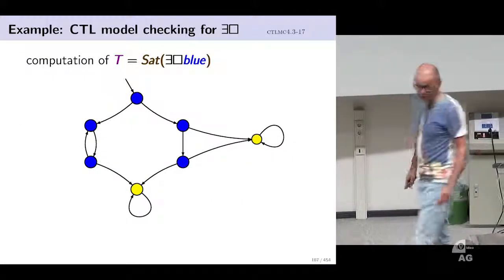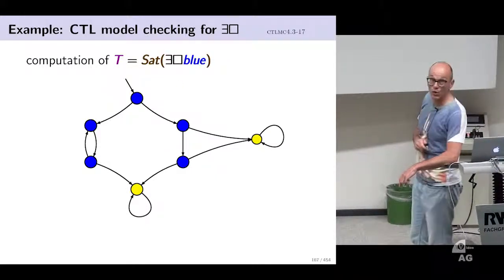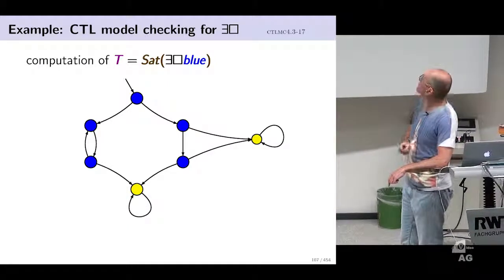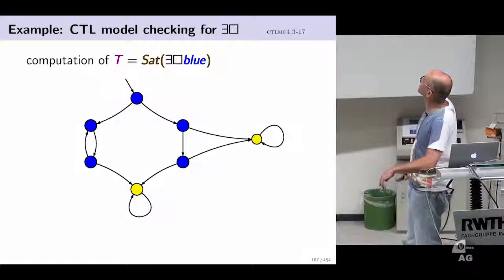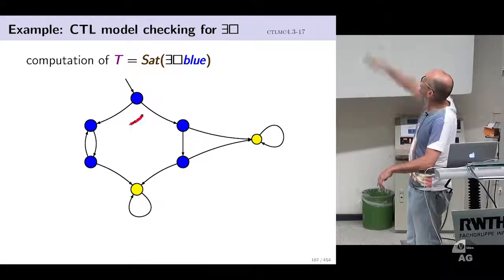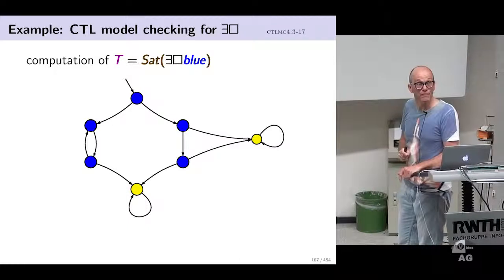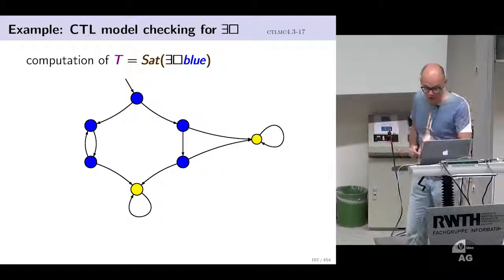So suppose I want to compute the set of states satisfying that there exists a path which is completely blue. So for which states is that satisfied? Well, not for this state, because it can move here, but then it has to move to a yellow state. But for this state, you can move to the left, and you can move around here ad infinitum, and that would be a completely blue path. So let's see how the algorithm will compute this.